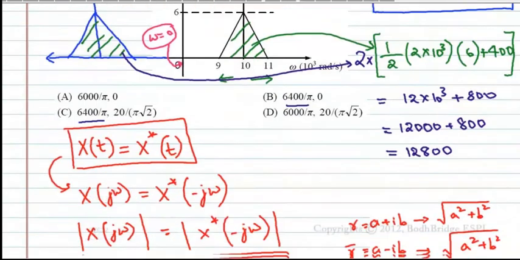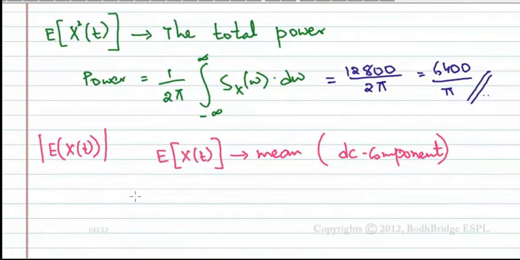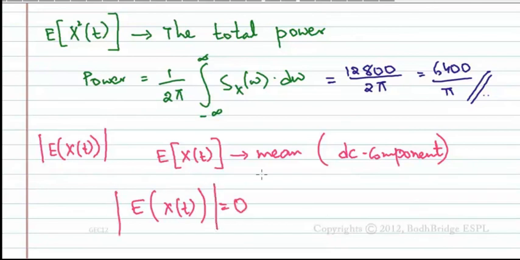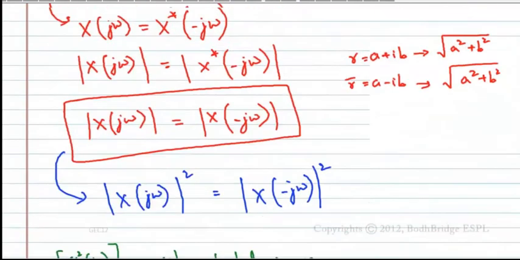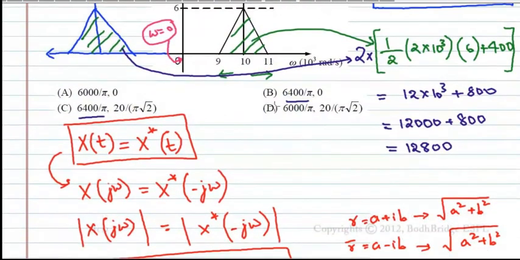Therefore, expected value of x of t is how much? 0. Or mod is also 0. That is, the mean is 0, the DC component is also 0. Therefore, B is the correct option.